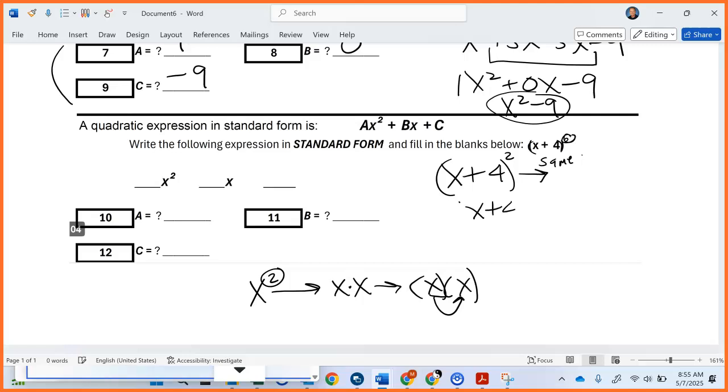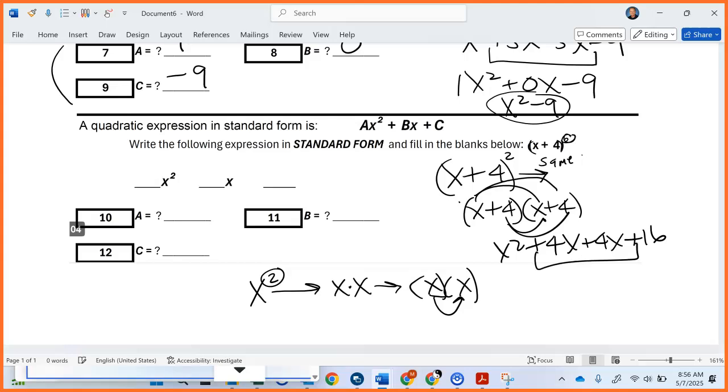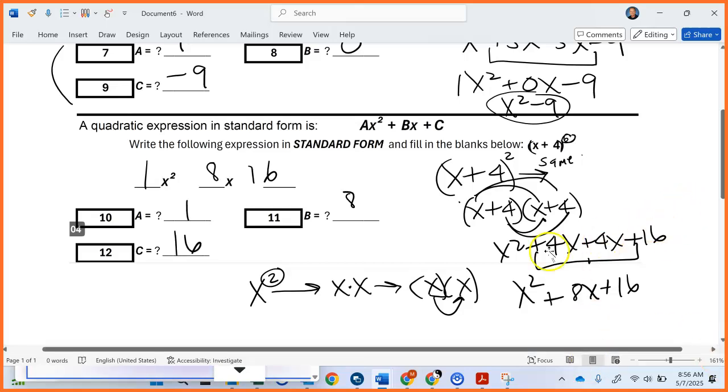So that's x plus 4 times x plus 4, right? So you know how to do that. Then you do it the regular way. Then you do x squared plus 4x, and then here plus 4x, and then here plus 16, okay? Then you combine these, so these become plus 8x plus 16, okay? So then you get 1, 8, 16, okay? So that's how you do those.